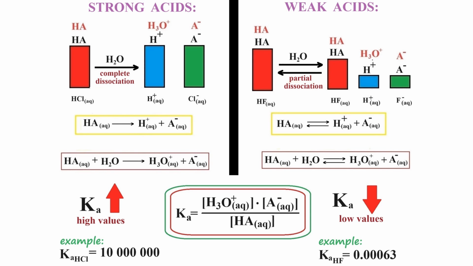To give you a general idea about the Ka values for strong and weak acids, I have prepared 2 samples of Ka values for you. Look how large the Ka value is for hydrochloric acid and how small it is for hydrofluoric acid. Hydrofluoric acid is weak compared to HCl, and I have an interesting fact for you about this acid.